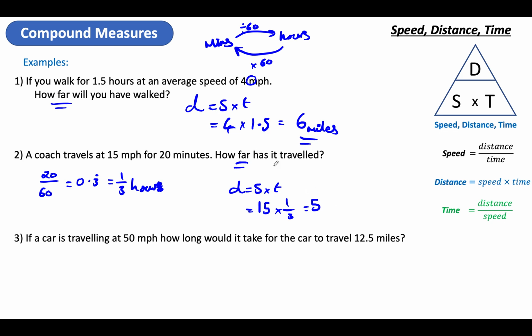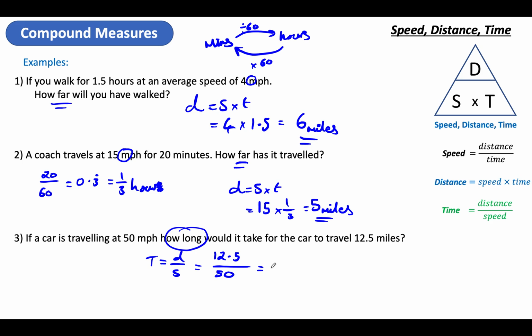What though? It's far, so it's distance. What's the units for distance here? It's the miles, isn't it? So 5 miles should be the answer for that one. Right, a car is travelling at 50 miles per hour. How long would it take to travel 12.5 miles? How long? In this case, we're talking time, which is distance divided by speed. What's my distance? 12.5 miles. Let's hope my speed matches. Miles per hour. Good, because we've got miles in the speed, miles for the distance. It's all good. And let's divide it by 50.